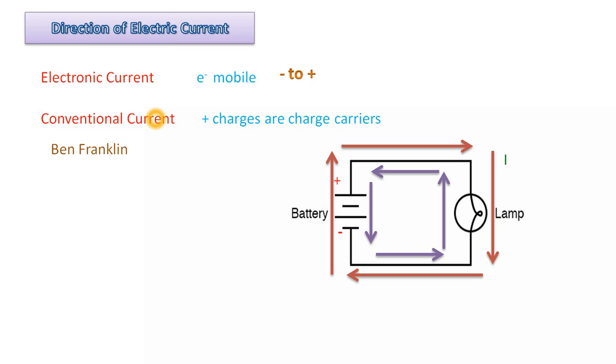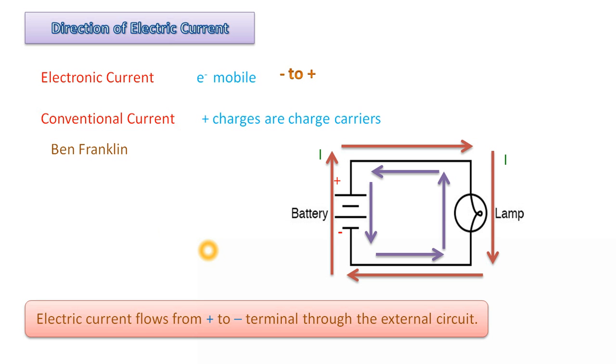Otherwise, what would happen? Some people would do their assumptions, experiments and calculations considering the direction of electronic current, and some people would do it considering conventional current. That is going to create a lot of confusion. That is why a standard was set, and that standard was that the direction of electric current is going to be the direction of conventional current. So the convention given by Ben Franklin was followed, and we say that electric current flows from the positive terminal of the battery towards the negative terminal of the battery through the external circuit.